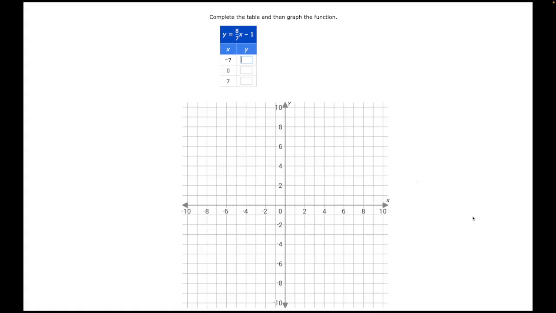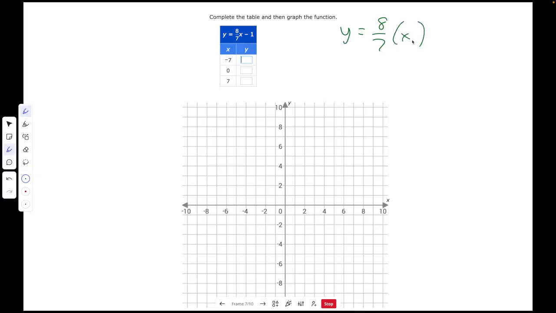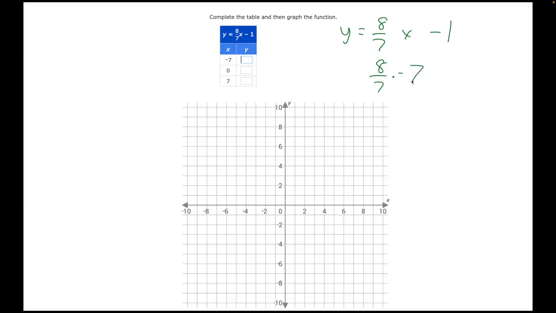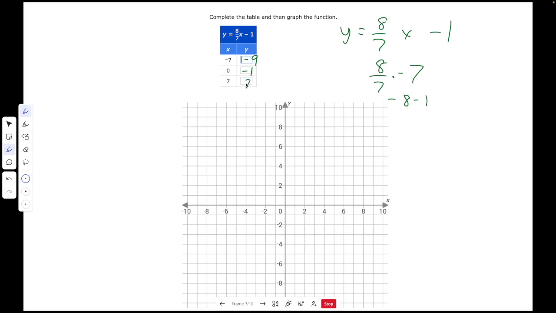Okay, now that you've had some time to work on this problem, let's check your answer in 3, 2, 1. So we should have done y equals 8/7x minus 1. When you plugged in -7, you were doing 8/7 times -7. That should have given you -8 minus 1, which gave you -9. For 0, you should have gotten -1, and for 7, you should have gotten 7.